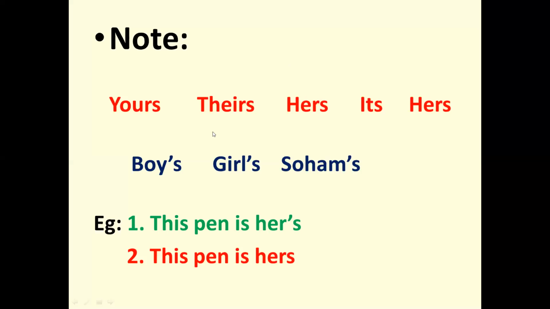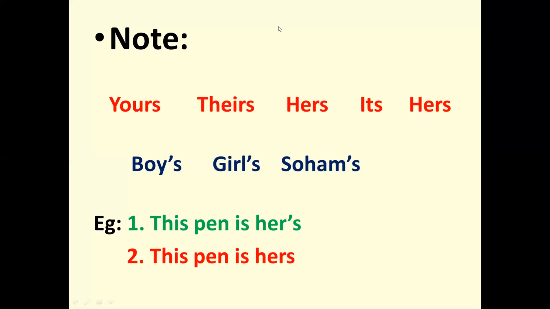So students, you can see here some words: yours, theirs, hers, its. Here you can see boys, girls, and so on. So what did you observe here? Yours. No, there is no apostrophe here. Okay, there is no apostrophe.